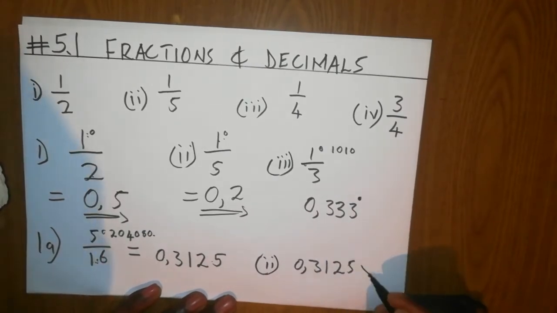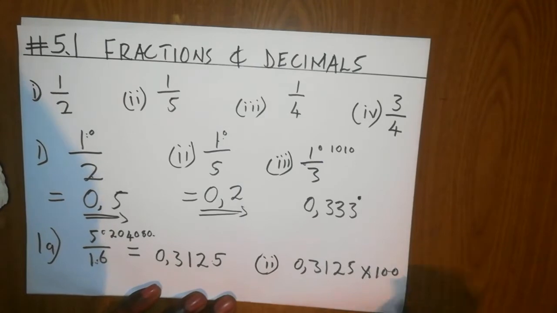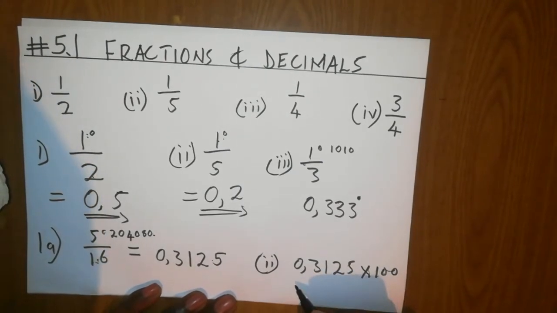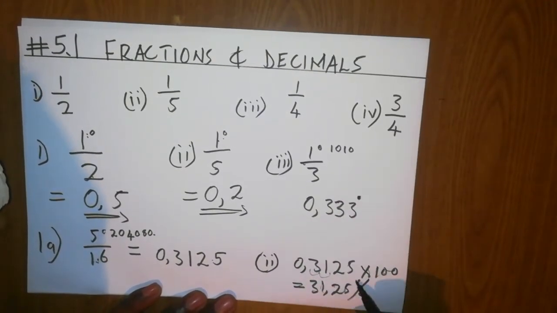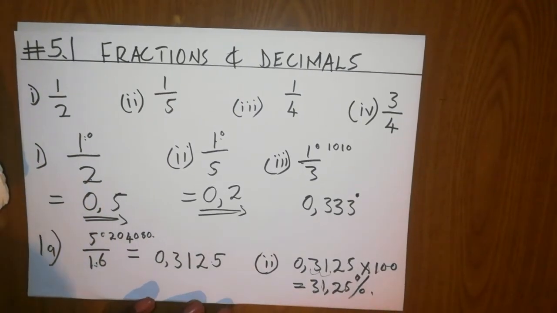0,3125 times 100. So our comma is going to move 2 places just because we've got 2 zeros there. We've got 1, 2. So that's going to be 31,25%. That is your answer.